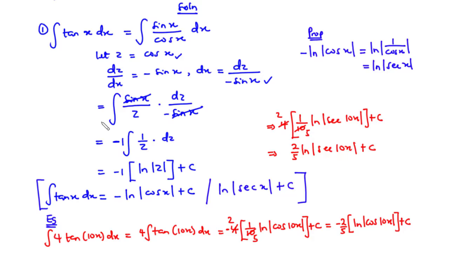Now let's move on to the second one, that is the integral of cot x dx. So using the same approach to evaluate the integral of cot x dx, then basically you are going to get that to be equal to ln of sine x plus c. So ln of the absolute value of sine x plus c. If you do it correctly, that is what you are going to get.